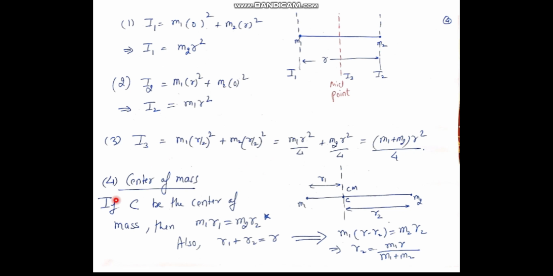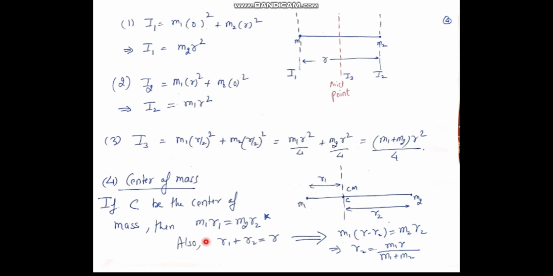Now the fourth part, which is about an axis through center of mass and perpendicular to the line joining them. So this is m1, this is m2. Let us suppose this is the center of mass C. I have to find the moment of inertia about this axis. Suppose the center of mass is at a distance r1 from m1 and r2 from m2. Now if C is the center of mass, then m1 r1 is equal to m2 r2.